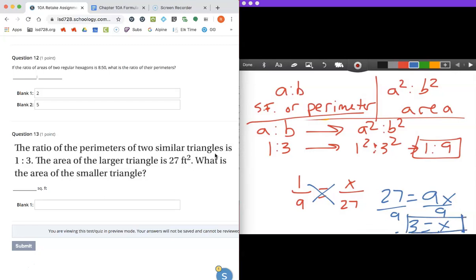If we have a triangle of 27 with a ratio of the perimeters of 1 to 3, that means if the larger triangle has sides 3 times as long, it has an area 9 times as large, so 27 divided by 9 gives us that answer of 3.